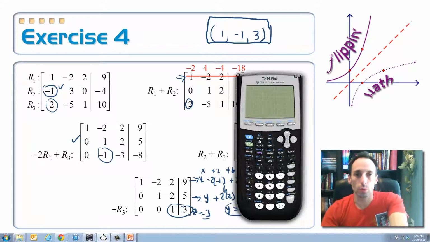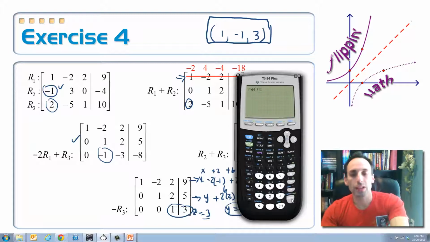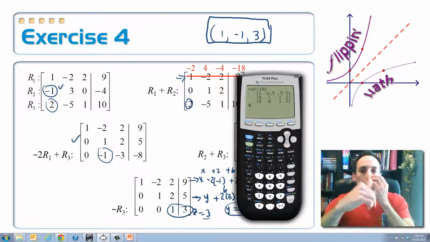In order to do triangular form, remember that's called REF. It is available under the matrix menu. Scroll over to math, and it was A. You can either scroll down to A, it's after the 0, or you can hit alpha A, and it will go straight to it. Inside the parentheses, you've got to put the name of the matrix, which is back under the matrix menu, and that was A. Hit enter.